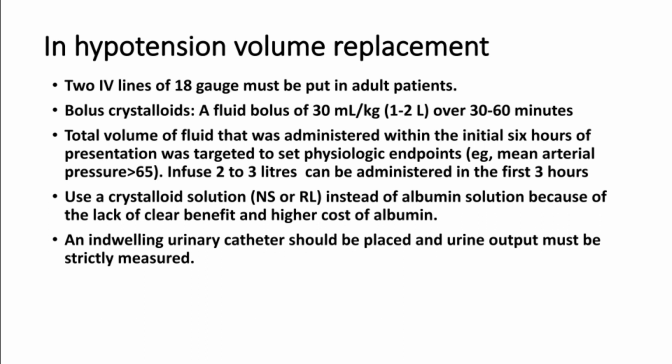That means we have to give fluids very fast, otherwise there will be tissue damage, and internal organ damage can occur. So normal saline or ringer lactate can be used as an initial bolus. Then this fluid can be continued according to the urine output.